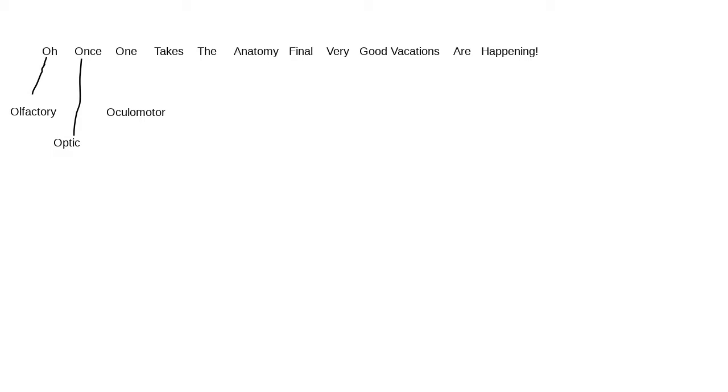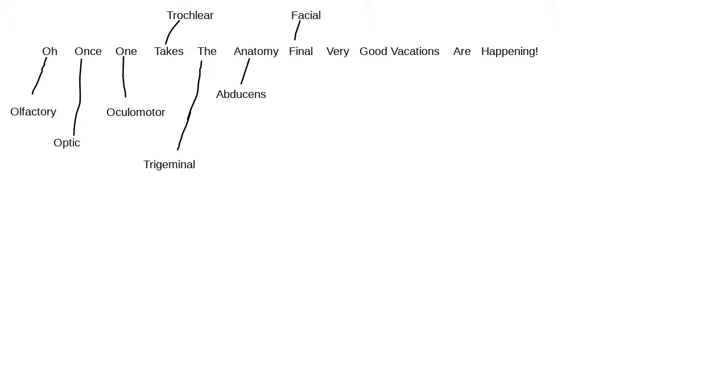Once, one. We're through our first set of them. Cranial nerve number 4 was called the trochlear nerve. That's when we take that anatomy final, trochlear nerve. Number 5 was the trigeminal nerve. Number 6 was abducens. Then we went to the facial nerve, number 7.